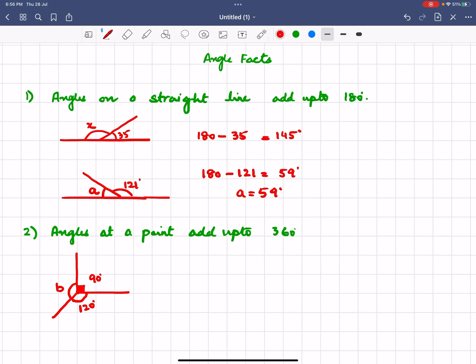Now we know that angles at a point add up to 360 degrees. Therefore, in order to find the measure of the missing angle, we can subtract 90 and 120 from the total 360 degrees. So from 360 degrees, we subtract the sum of 90 plus 120, and that is 150 degrees. Therefore, B is equal to 150 degrees. Let's try one more example in this category.